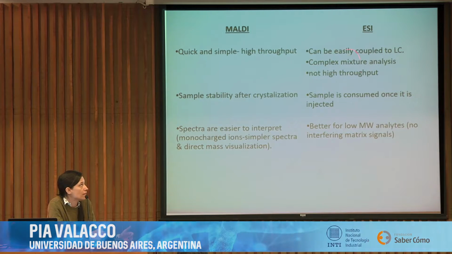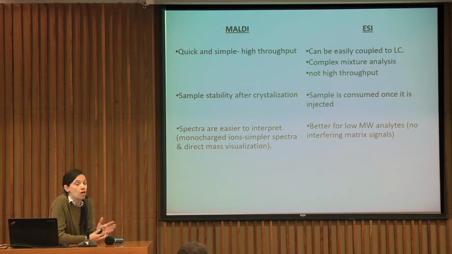This ionization method is not high throughput because the runs will take as long as the chromatography run takes, so it's much slower than MALDI. Then a disadvantage of electrospray is that the sample is consumed once it is injected. It goes through the instrument and it's done, you don't have any more of it. In the case of MALDI, since it's crystallized on a target plate and this is stable, you can go back to your sample a couple of months after you've loaded it, and you'll still get good spectra.